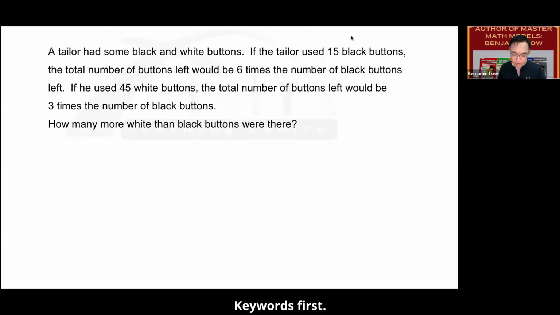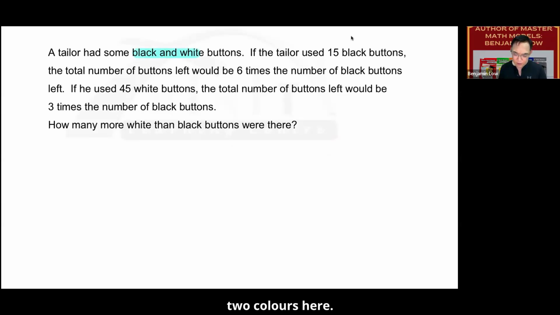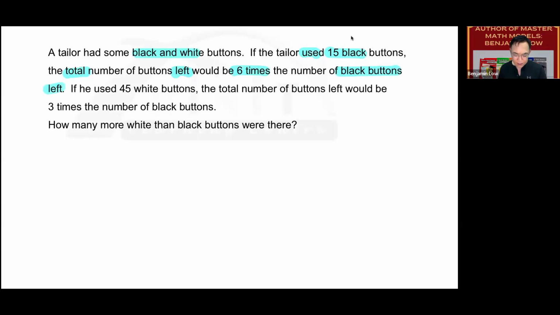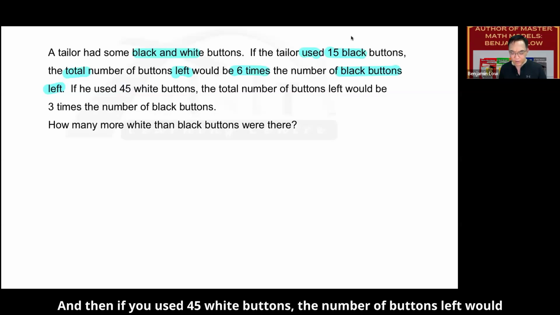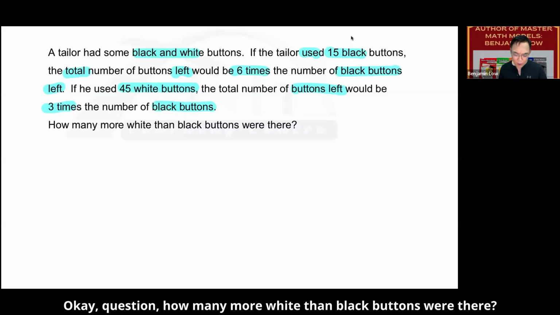Keywords first. Keywords are: a tailor had some black and white buttons, so there are two colors here. If he used 15 black, the total left would be 6 times of the black left. Okay? And then if he used 45 white buttons, the number of buttons left would be 3 times of the black buttons. Okay, question: how many more white than black buttons were there?